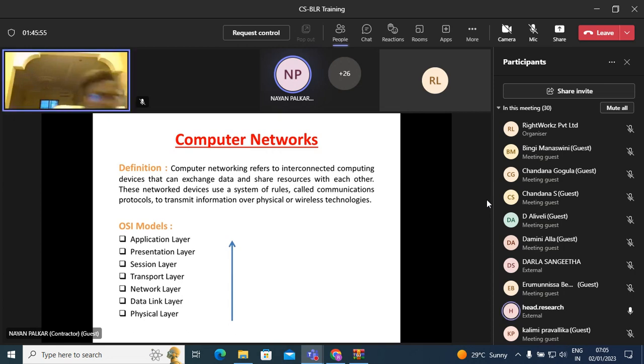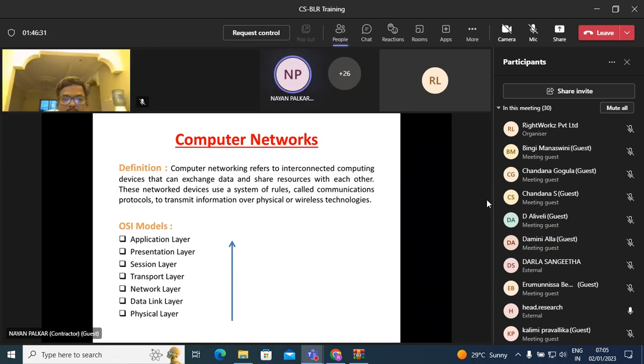The physical layer contains the physical connection between the devices or the networks, and the data in this layer is in the form of bits, that is ones and zeros. Next we have the data link layer, where the data is in the form of frames, and this has switches in it.